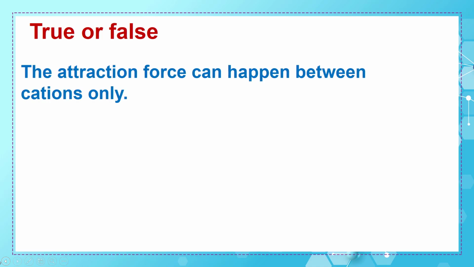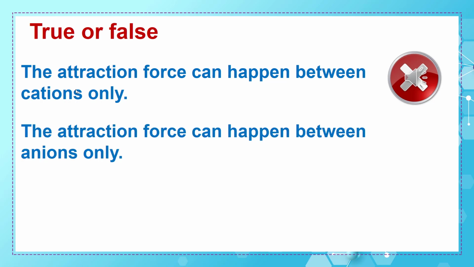So, after watching the video, I want to ask you if these statements are true or false. The attraction force can happen between cations only. Is it true or false? Surely false, because the two cations have the same charges, not different charges. They are both positive, and this will make a repulsion, not attraction.